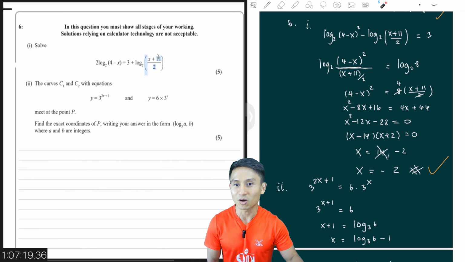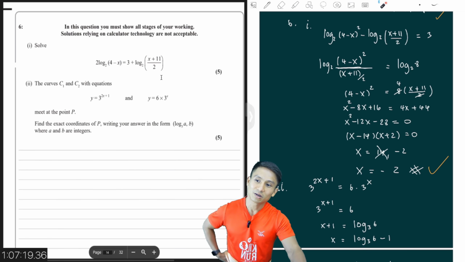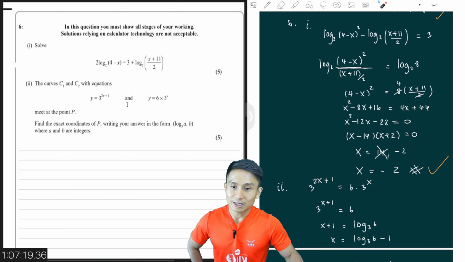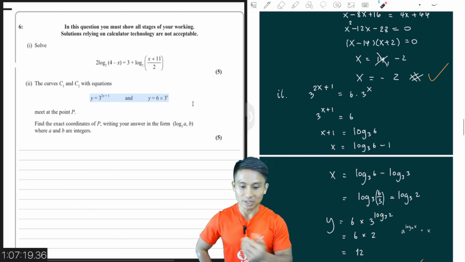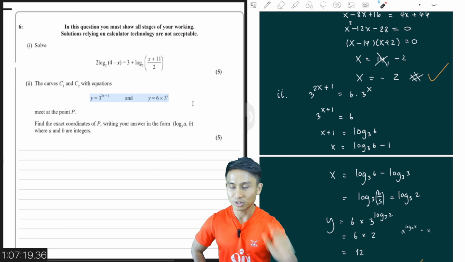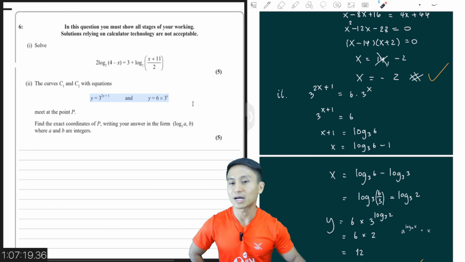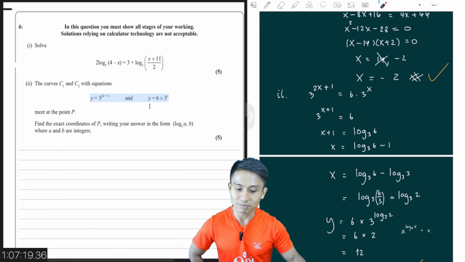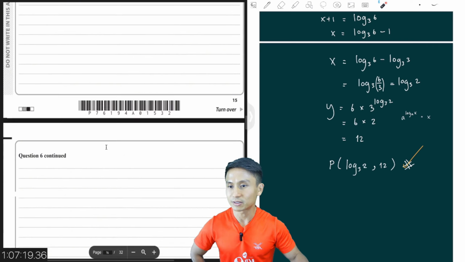So you need to check all arguments. So the x plus 11 here and the 4 minus x here. In this case, the minus 2 works because it gives you positive, right? And the other one doesn't. And this one is just solving an exponential equation. So I solve it exponentially here. I didn't take log on both sides at first, but I rearrange so that I simplify the indices there. And I got these answers, so that's fine.